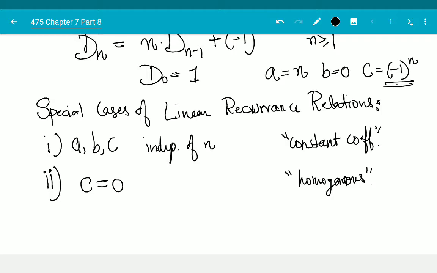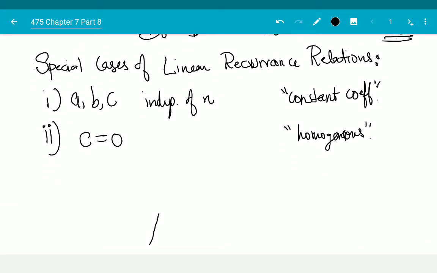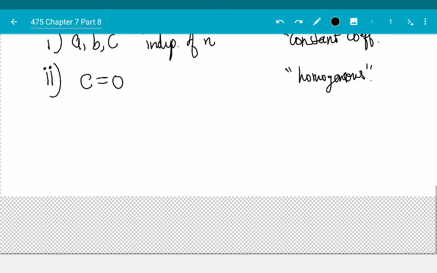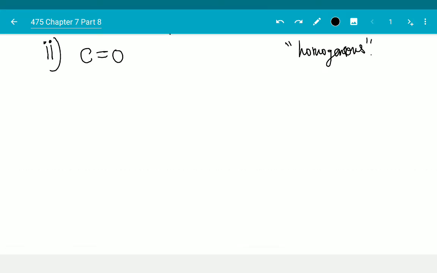Okay, so generally we will be looking at constant coefficients and homogeneous. So we are going to assume 1 and 2 for all our cases in this chapter. We won't be dealing with weird things.